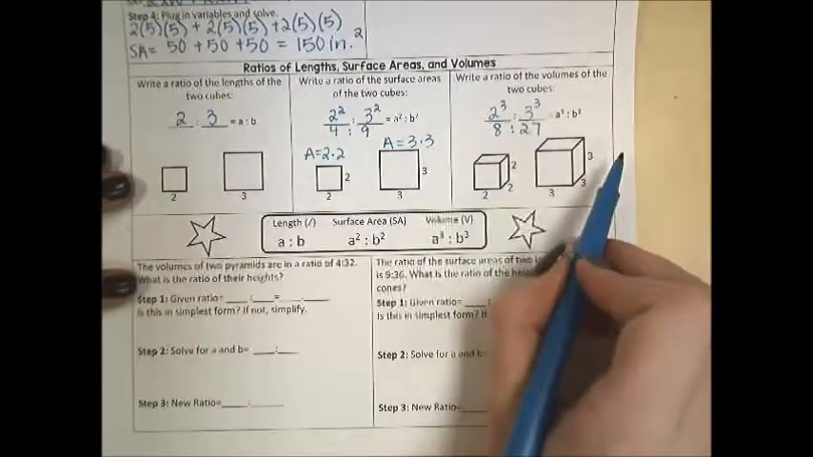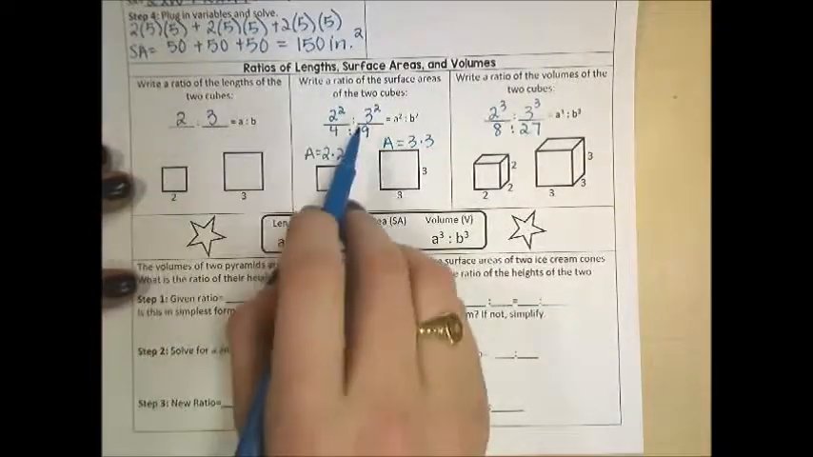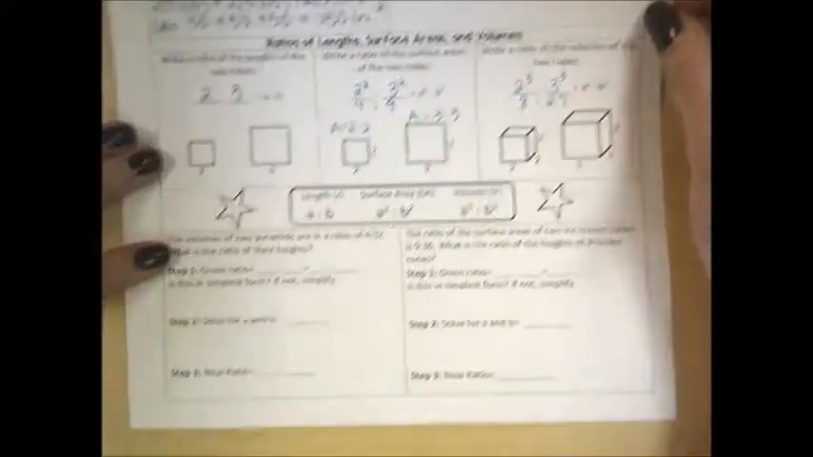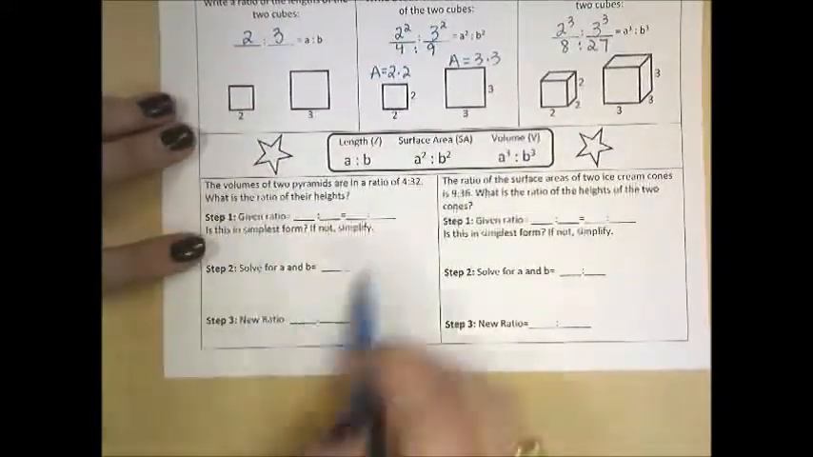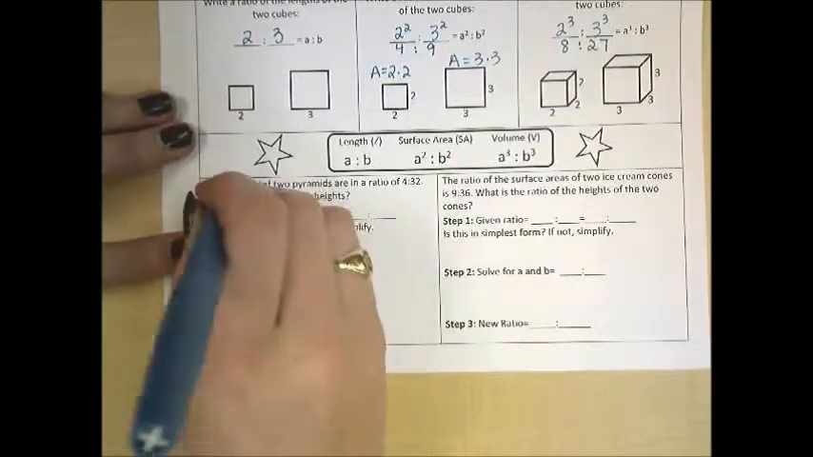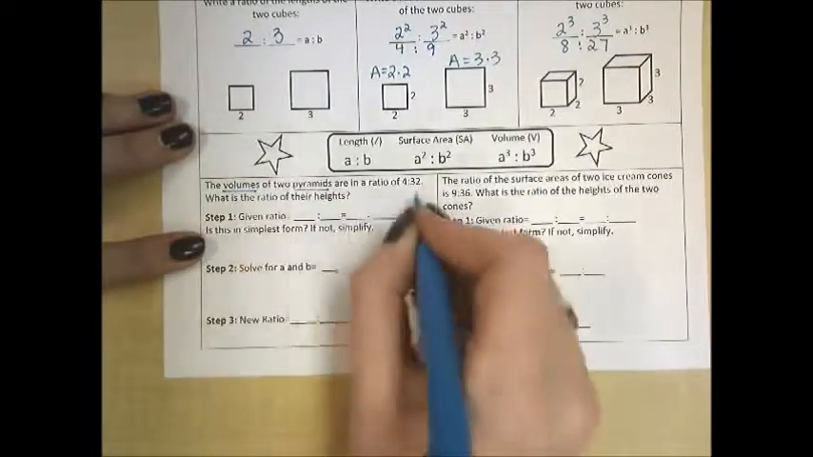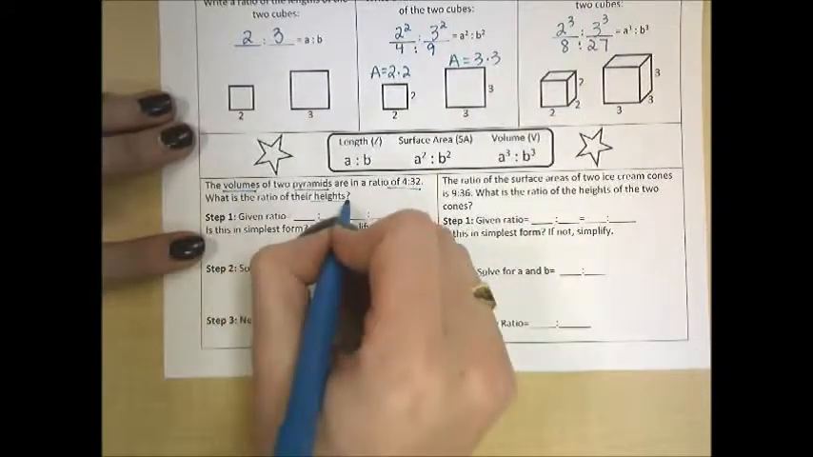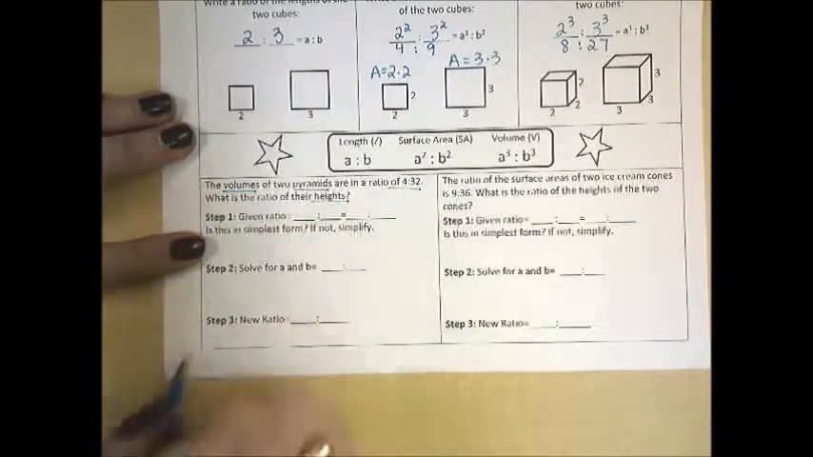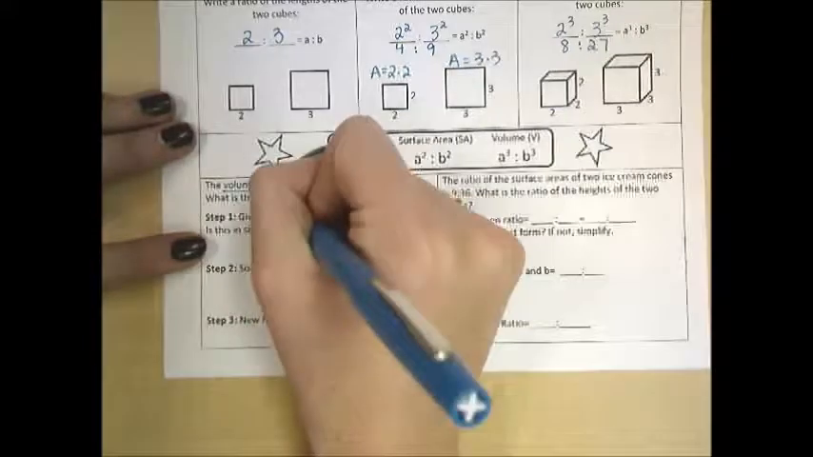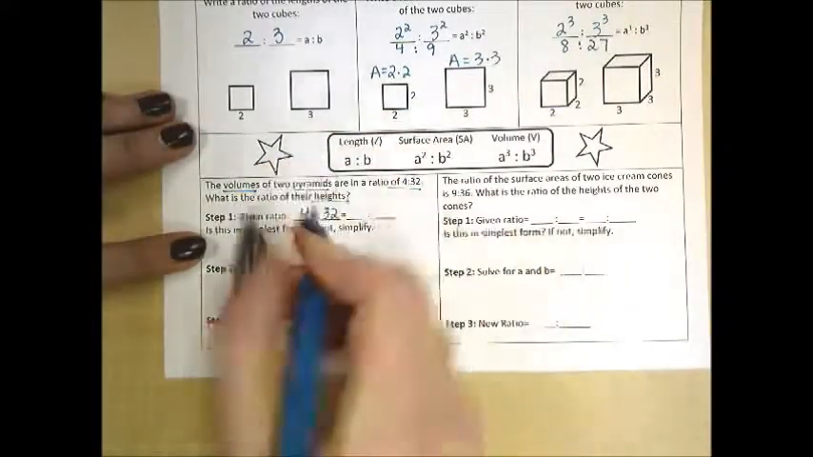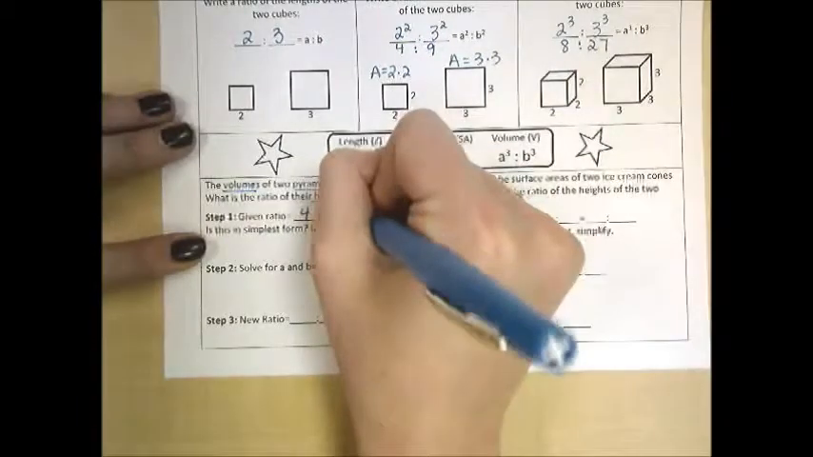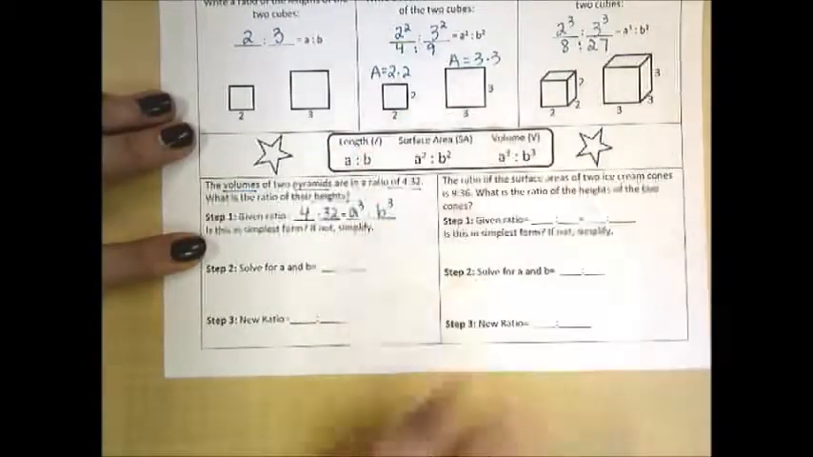So now we're going to look at problems where you'll be given one of these ratios and asked to find another. So slide your paper down, and we are going to look at this bottom left one here. I have that the volumes of two pyramids are in a ratio of 4 to 32. What is the ratio of their heights? So my given ratio is volume. It's 4 to 32, and my volume is cubed, so it's a cubed to b cubed.